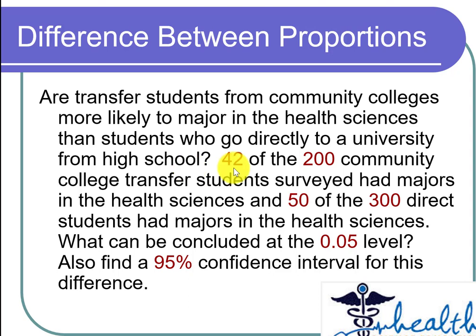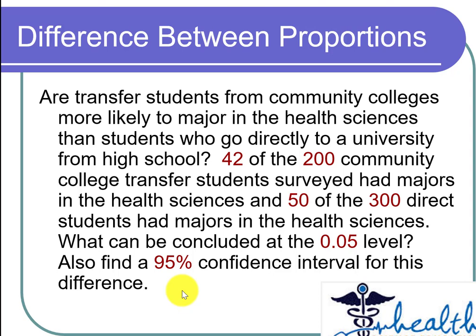Let's do a survey. So let's suppose that we survey 200 community college transfer students, and 42 of the 200 community college transfer students surveyed had majors in the health sciences. And let's suppose we also asked 300 students who came directly from the high school. And 50 of those 300 direct students had majors in the health sciences. What can be concluded at the 5% or 0.05 level of significance? Also, find a 95% confidence interval for this difference.